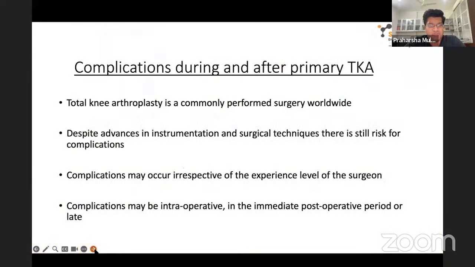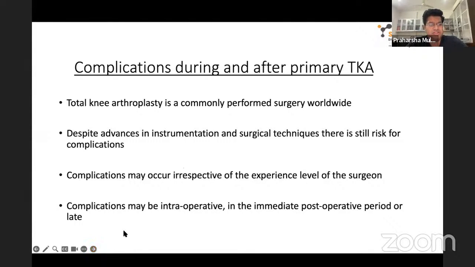It's one of the most common surgeries, and all of you are also seeking to start doing them on a regular basis. They're being performed in bigger and smaller centers everywhere. Despite advances in instrumentation to protect certain structures during surgery and in surgical techniques, there is still a risk of complication. These complications can occur irrespective of experience level. They can occur when you're starting out in your career, and later when you perform even more challenging cases, especially with severe deformities.